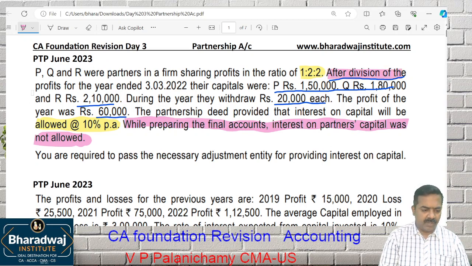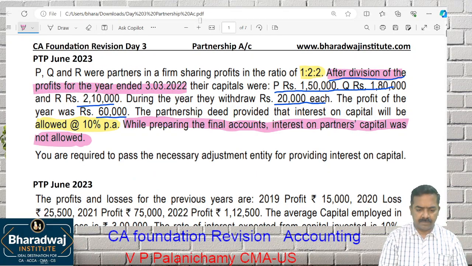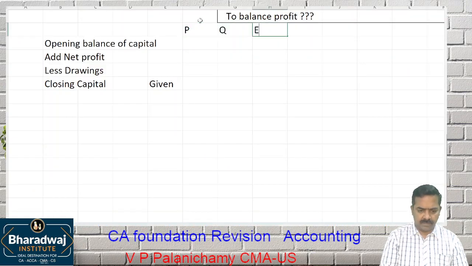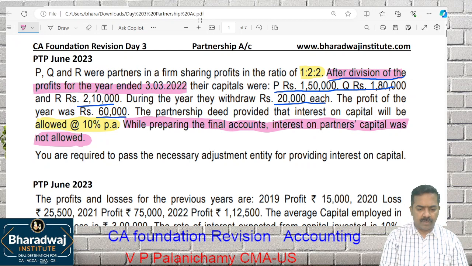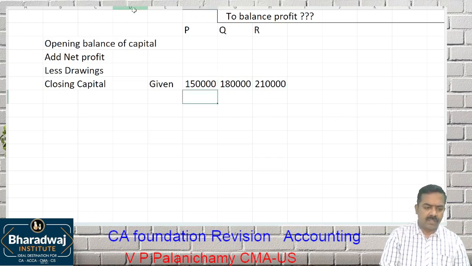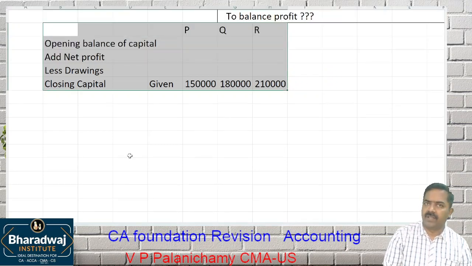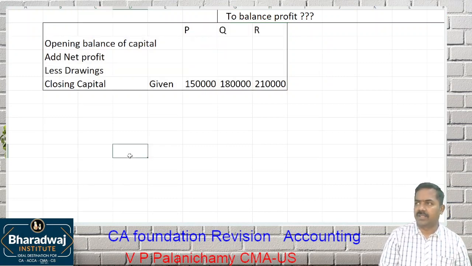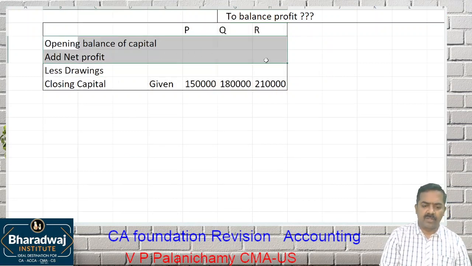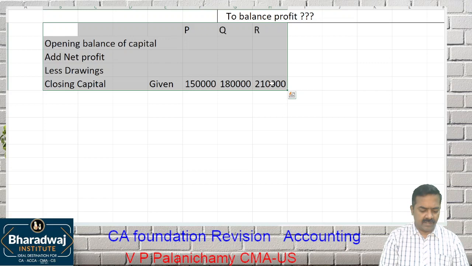After division of profit for the current year, which means after sharing the profit, the capitals are given. Who are the partners? So what is the closing capital given? 1,50,000, 1,80,000, 2,10,000 is given. So what is the mistake? They should have provided interest on capital. That is not provided. So first let us find out the opening balance of capital. Then let us provide correctly what we have to provide.